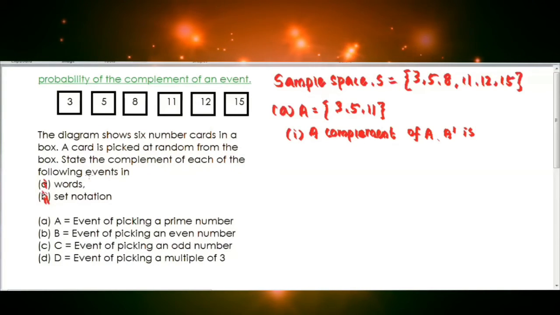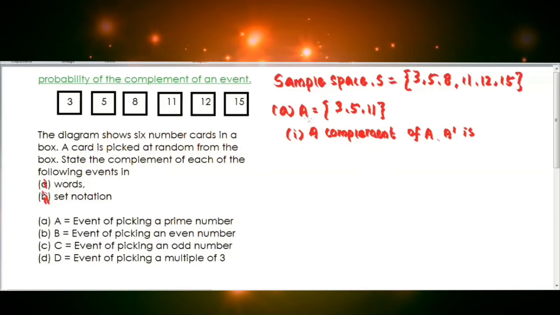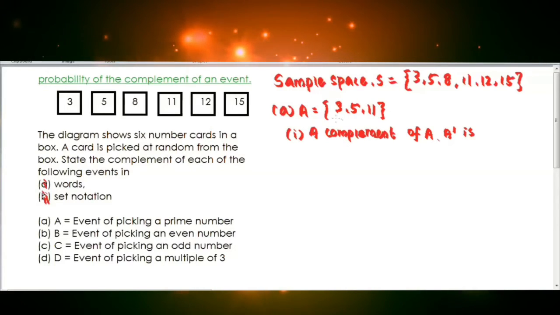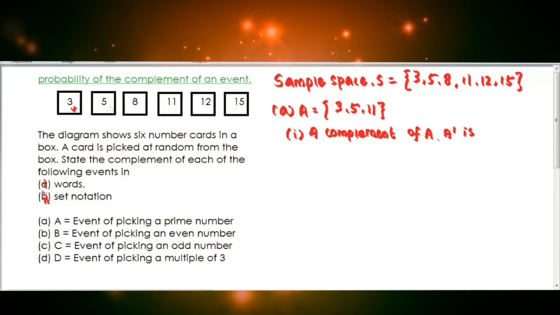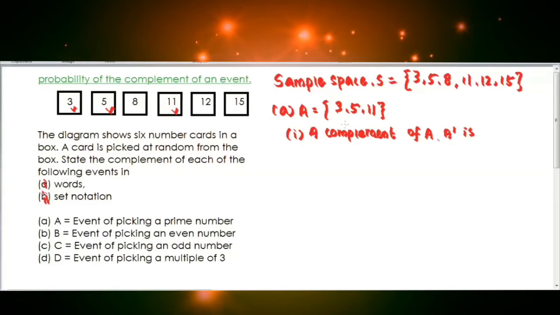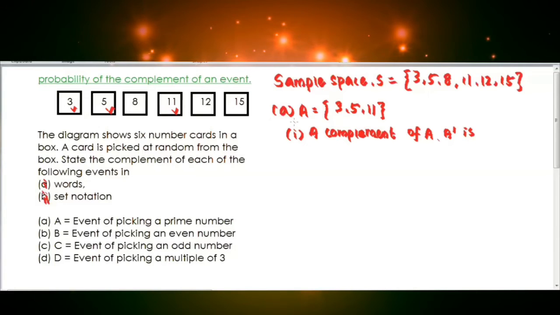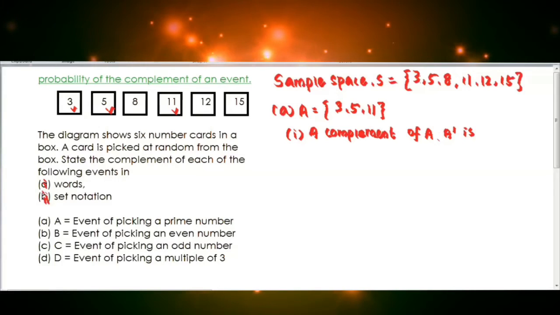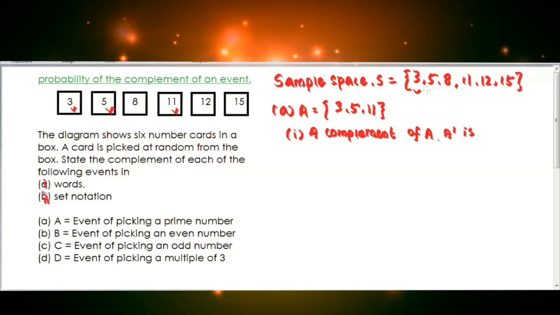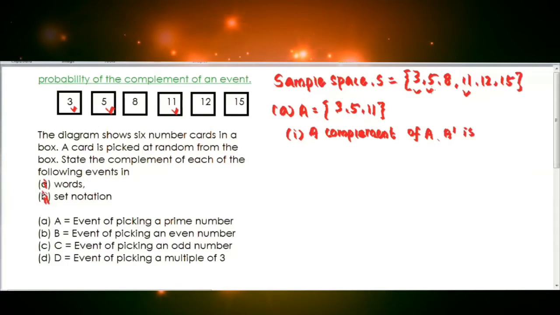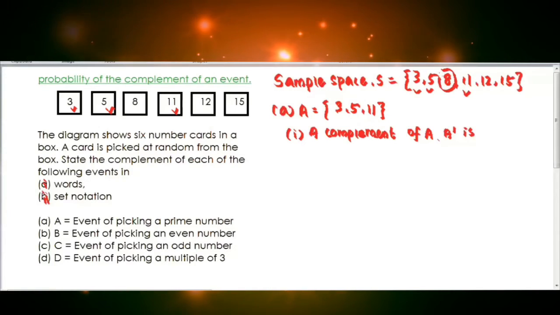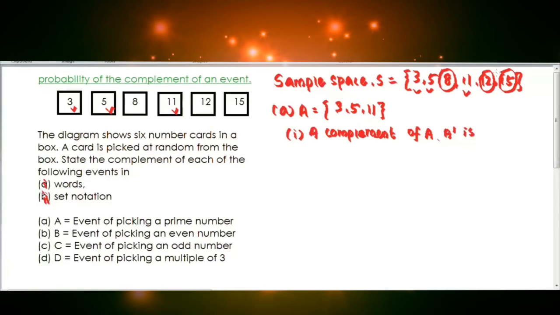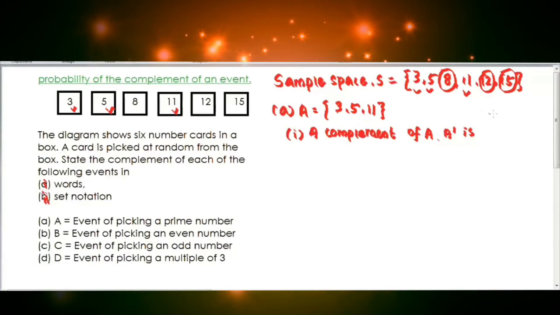We need to answer it in words. This is the event. As we know, the prime numbers are 3, 5, 11. When we need to find the complement, it means we need to find the outcomes which are not included in the event. The outcomes 8, 12, and 15 are not included, and that is called the complement.